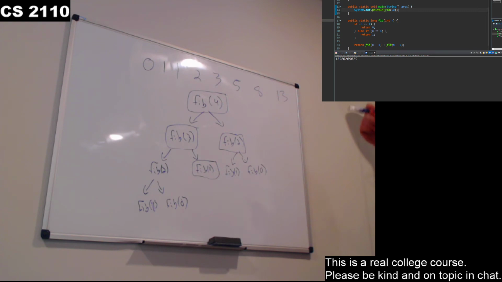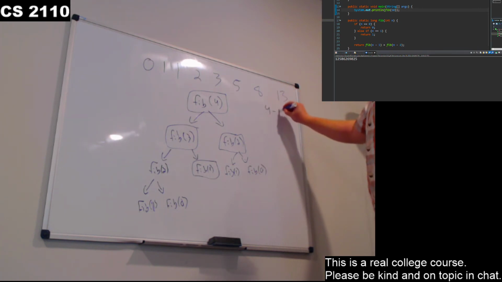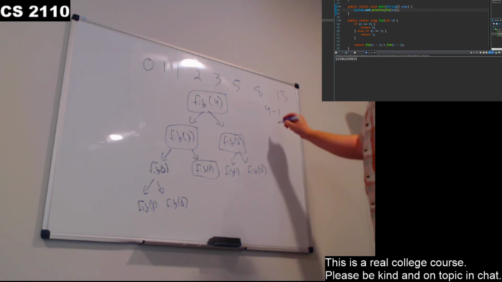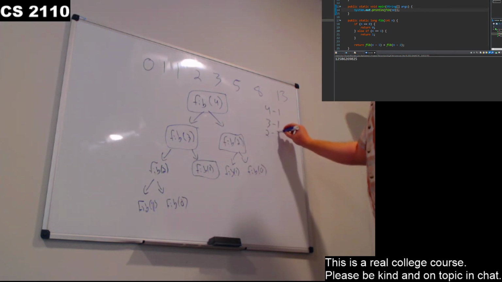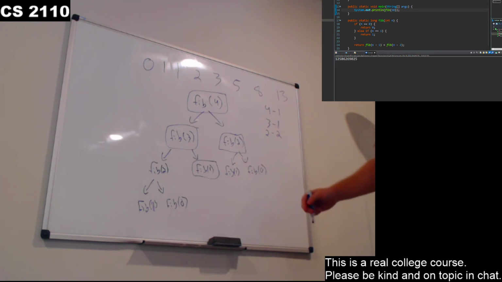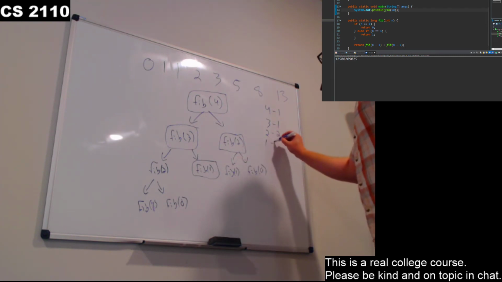And it turns out that if you look at this, you'll start to notice a pattern emerge. How many times do I call fib 4? I call it 1 time. How many times do I call fib 3? I call it 1 time. Fib 2, I call it twice. Fib 1, I call 3 times.